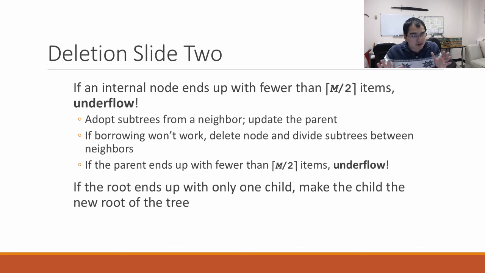The other thing, just a couple more things in the slides: if an internal node ends up with fewer than half of the necessary subtrees, it underflows. It tries to adopt from a neighbor. If the borrowing or adopting doesn't work, then you need to delete that node and divide the subtrees between the neighbors. If the parent ends up with fewer than half, it underflows as well. And if the root node ends up with only one child, then the child is the new root of the tree. All right, so that is how deletion works in B-trees.